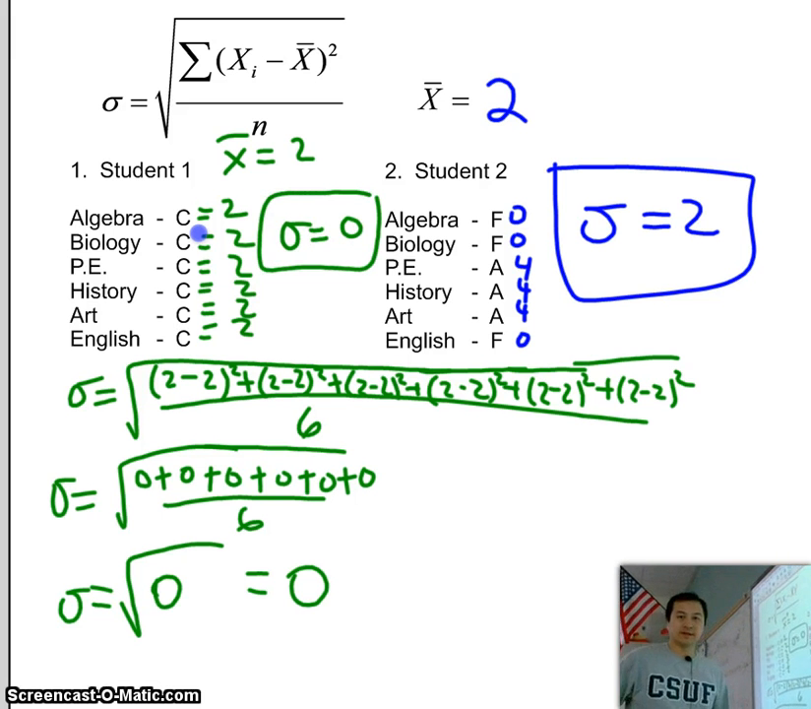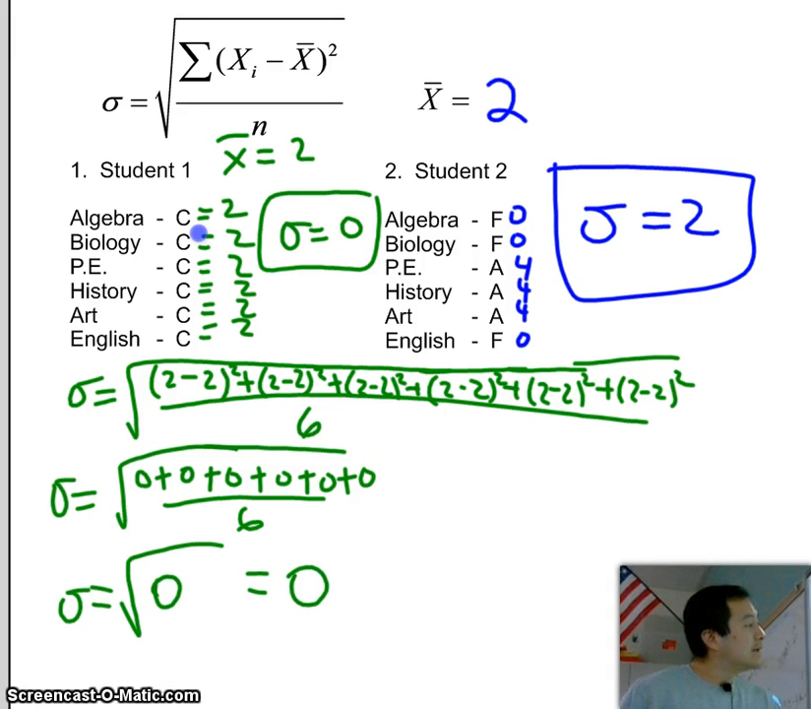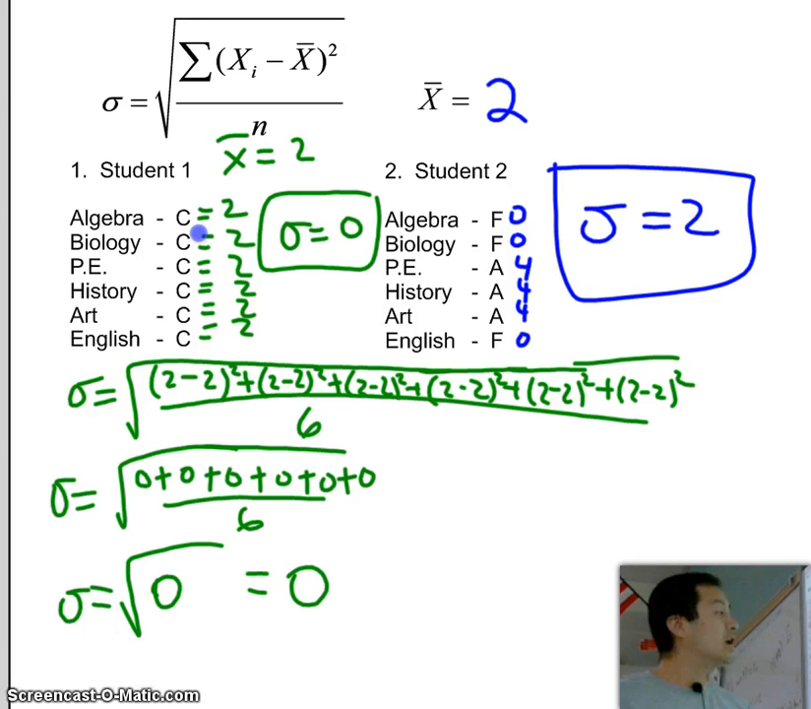Let's take a look at what that means. That means all the numbers are an average of 0 apart from the mean. That means all the numbers are exactly the same. They're close together. Look at all the numbers. Aren't the numbers close to the mean? They're all 2.